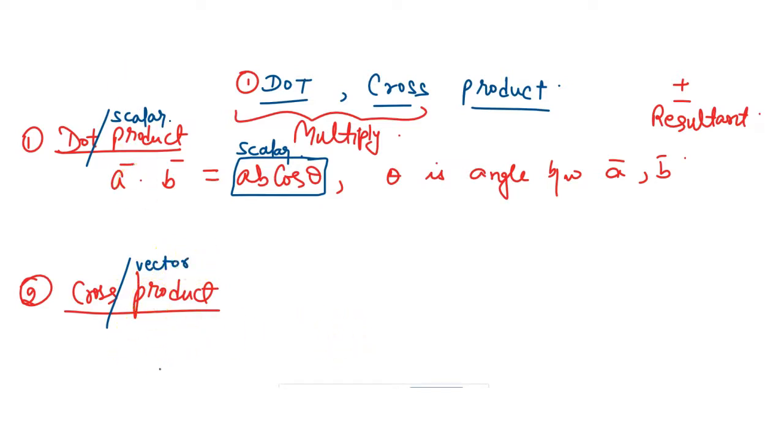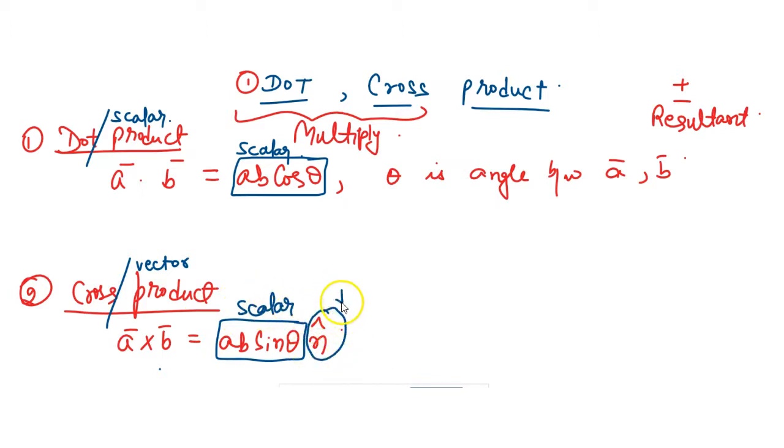Now the vector product of two vectors, that is, a cross b, is given as ab sine theta, and along with this there is n cap also. This ab sine theta represents the magnitude of the cross product, that means this is a scalar, and this n cap represents the direction of the a cross b vector. We have already discussed the direction using the right hand thumb rule.